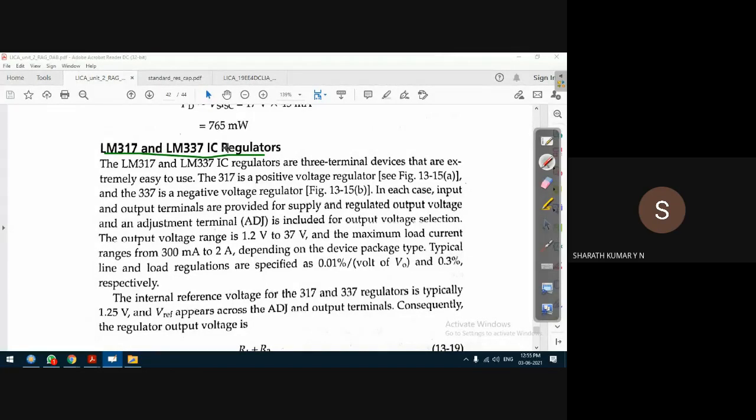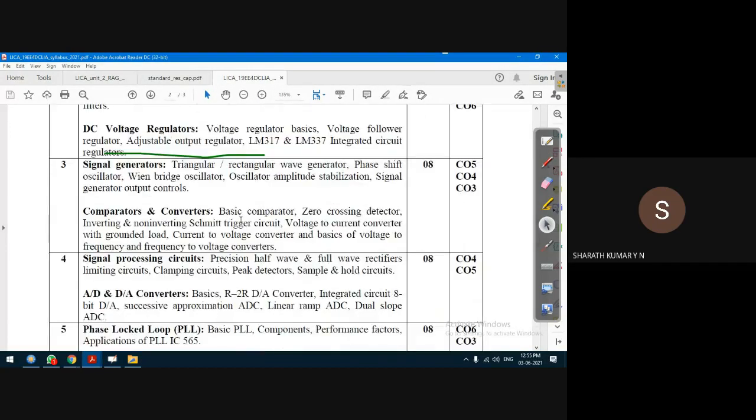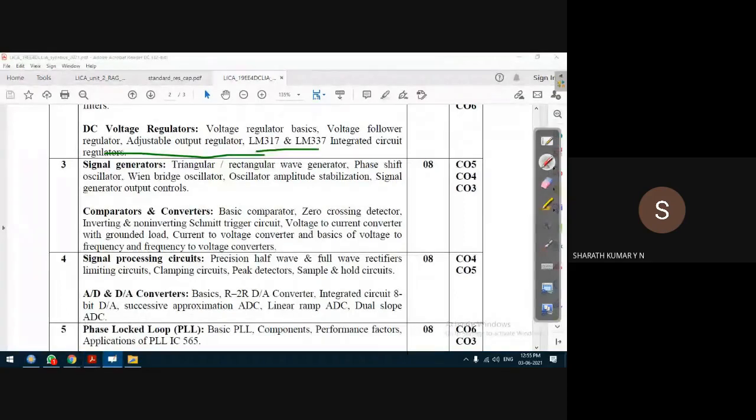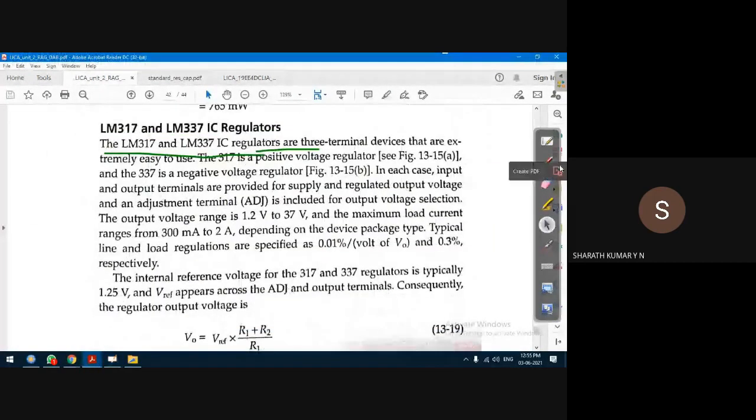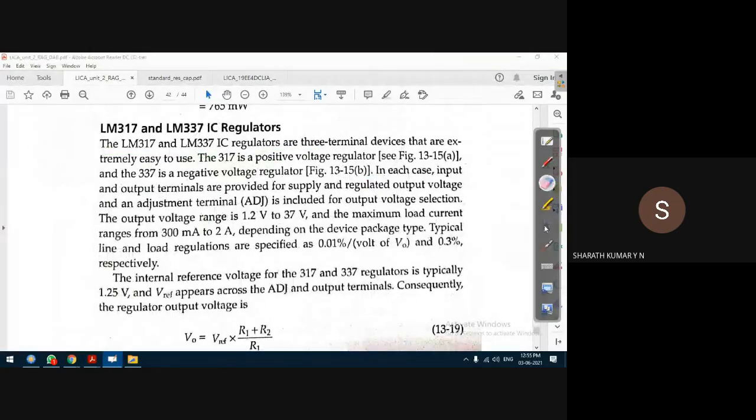There are many regulators, but the syllabus suggests two regulators. In the textbook you find many, but the syllabus suggests LM317 and LM337. If you can see the syllabus, 317 and 337. Two regulators. So let us look into the details of this regulator IC.